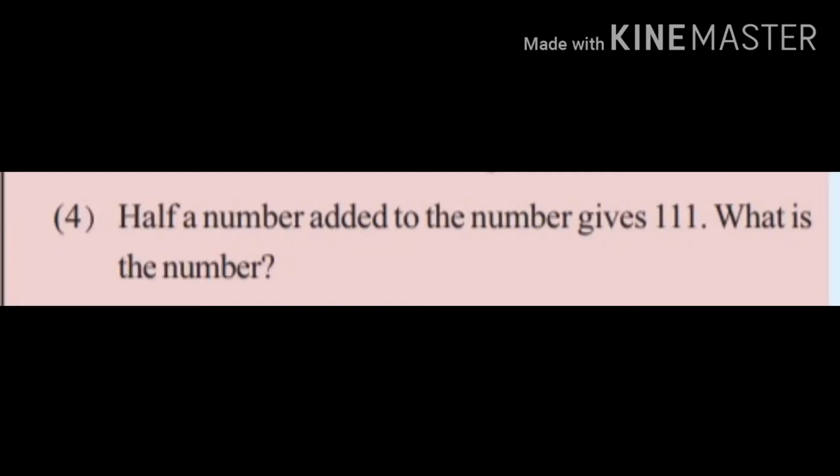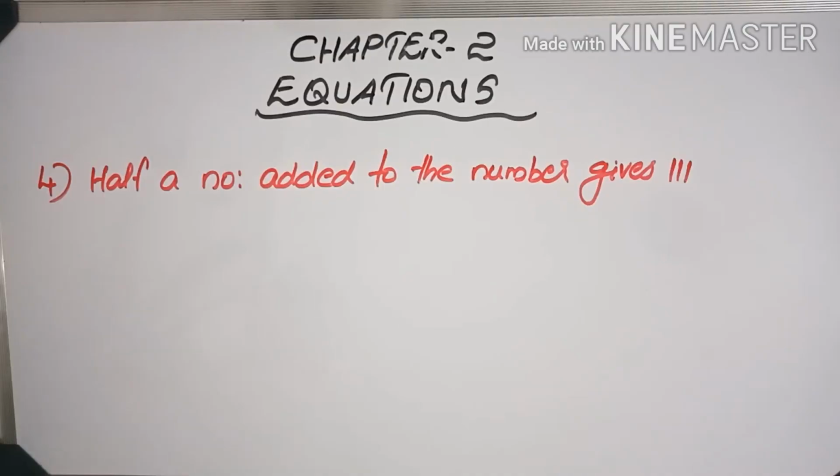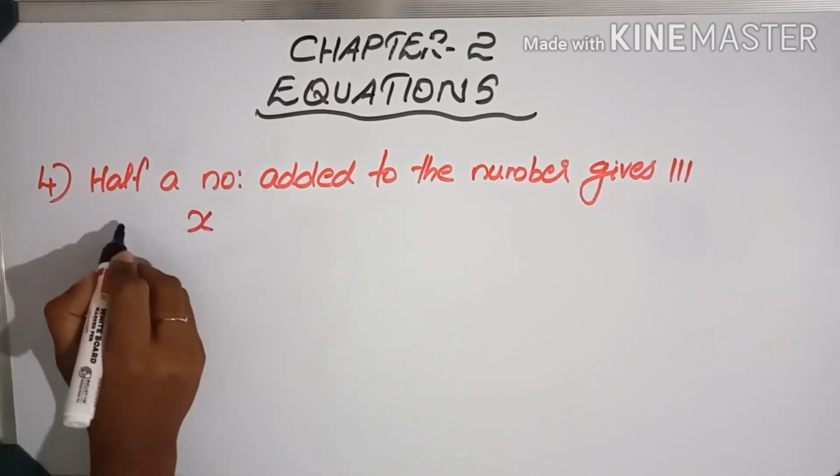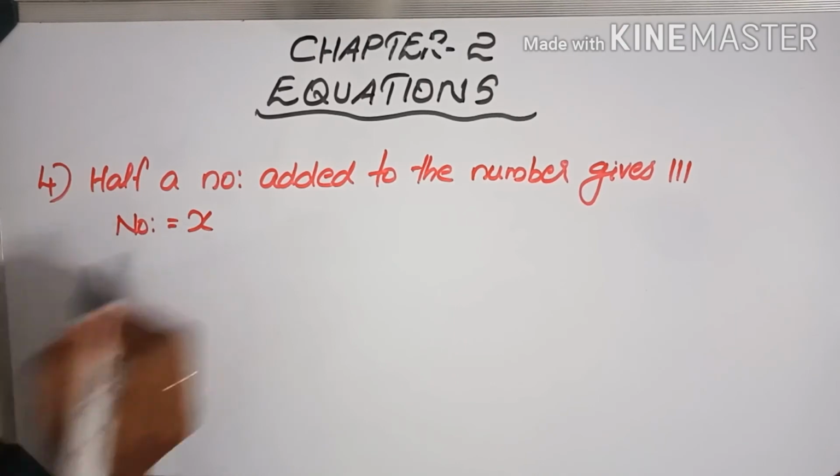Next is question number 4. Half a number added to the number gives 111. What is the number? Half a number added to the same number. So here first we need a number. Okay, the number we need to find here. So let's take that number as what? x. Okay, that number we can consider as x.